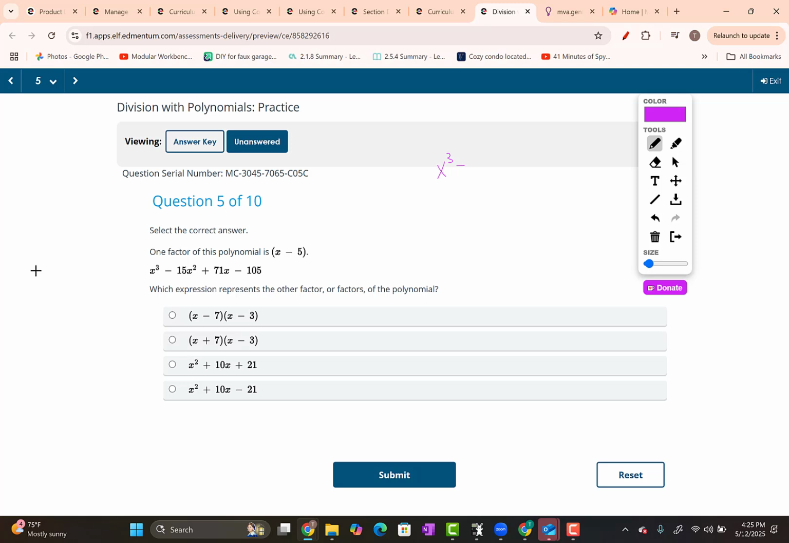Synthetic is probably a little bit easier, but it's also in some ways a more complicated process unless you're really familiar with it. Once you get familiar with synthetic division, it's quite simple. We're going to use long division, so we're going to divide the original polynomial by x minus 5 to figure out what the other factors of this problem are going to be.